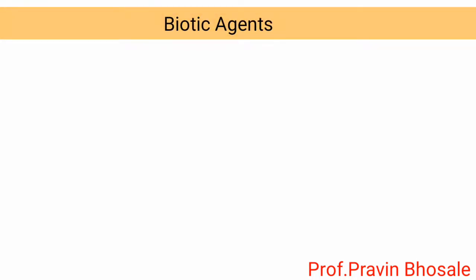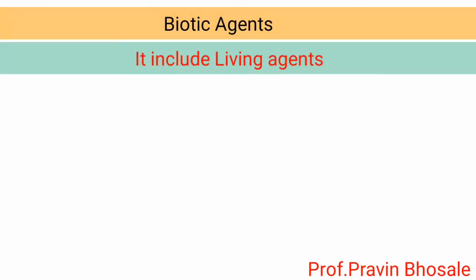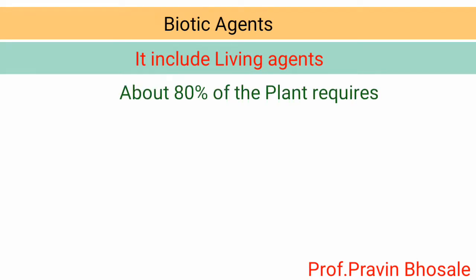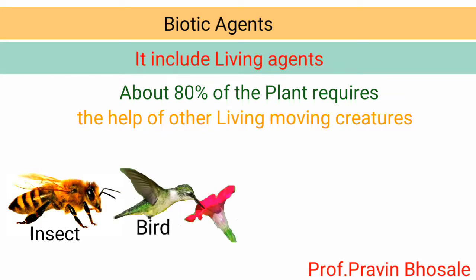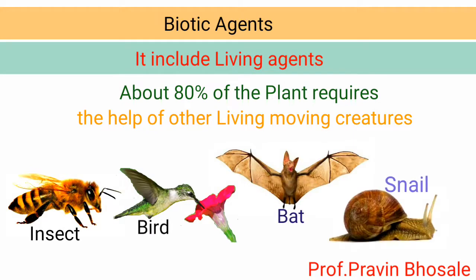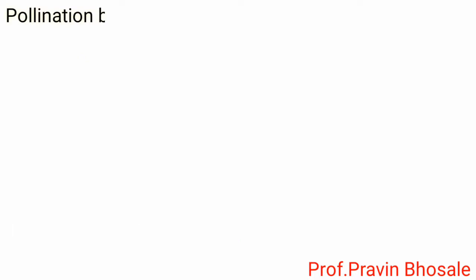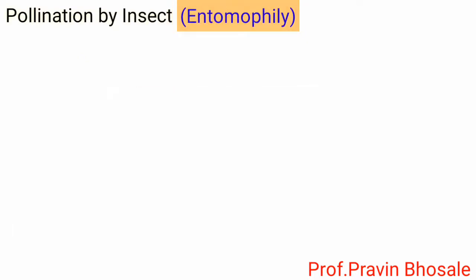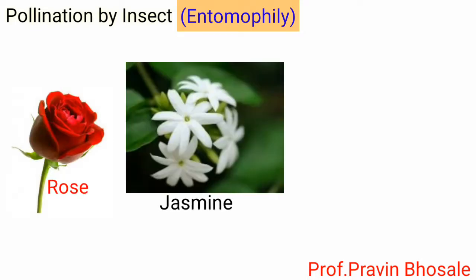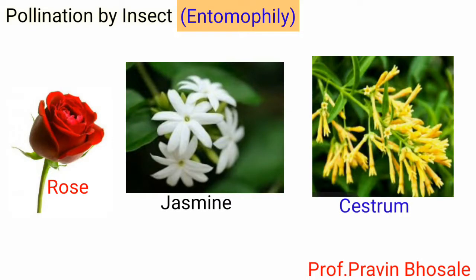Biotic agent. It includes living agents. About 80% of plants require the help of other living, moving creatures such as insects, birds, bats, snails to transfer their pollen from one flower to another. Pollination by insect, that is Entomophily, occurs in rose, jasmine and cestrum.